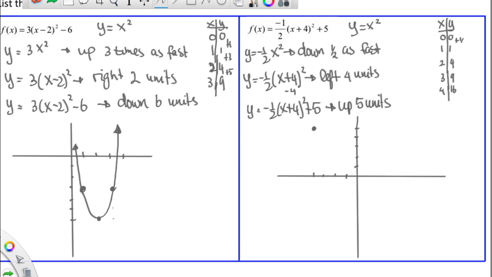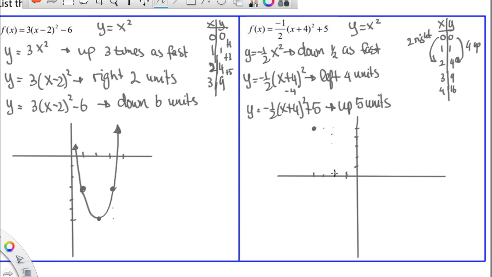So let's ignore these. If I go 2 dots to the right, I should go up 4. That's going to be down, but it's half as fast. So 2 units to the right, and I'll only be down 1. Not 4 down, but I'll be down 2. So that would be over here, down 2. That needs to be a little bit lower. This is why I need graphing paper.